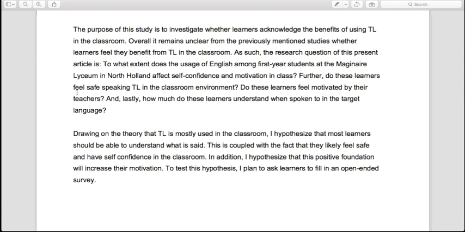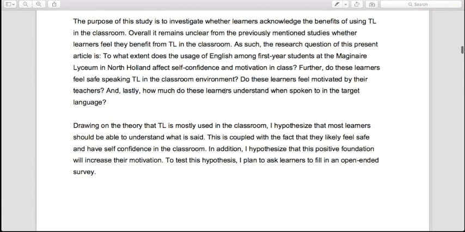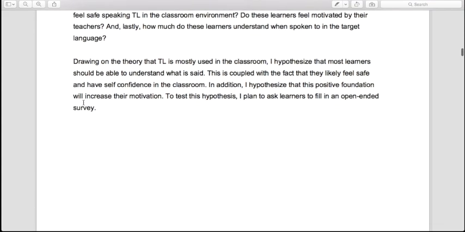Further, do these learners feel safe speaking the target language in the classroom environment? Do these learners feel motivated by their teachers? And lastly, how much do these learners understand when spoken to in the target language?